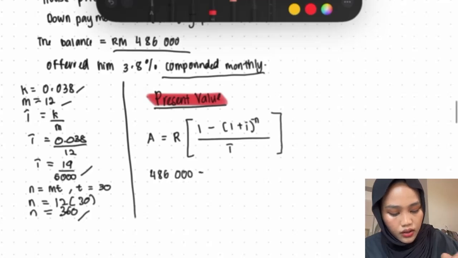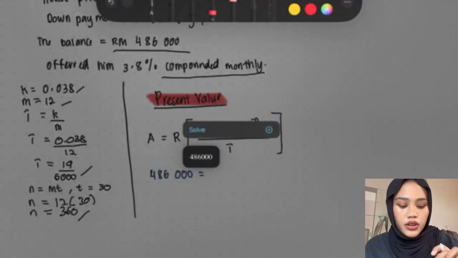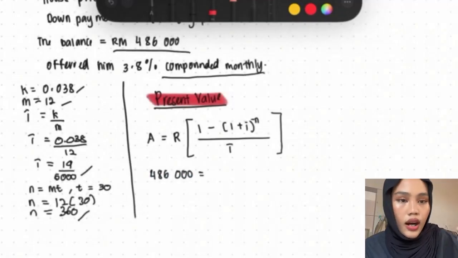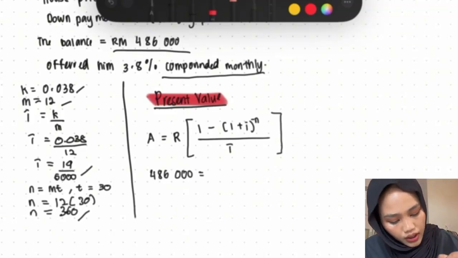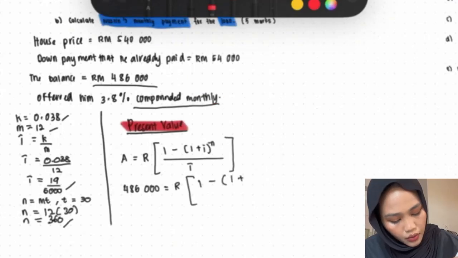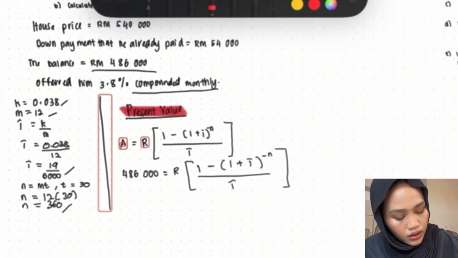And our R, we don't have our R, so we are searching for our R. R is the annuity. We are looking for the R, our monthly payment. So in bracket 1 minus open bracket plus I close bracket negative N over I close the bracket.